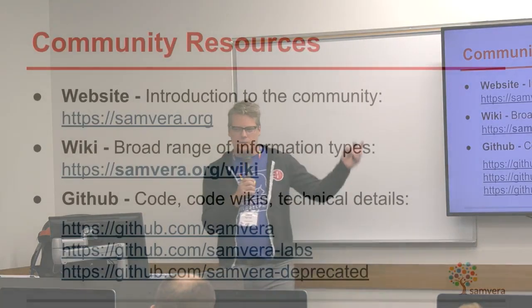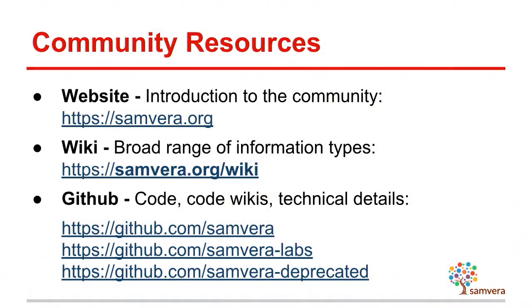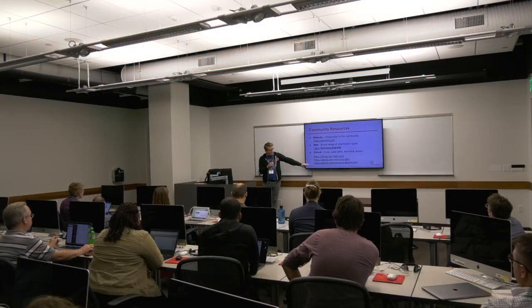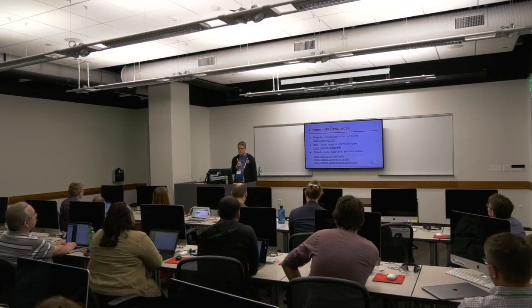Other resources, again, the website, there's the nice wiki link. And then the primary set of GitHub repository organizations are here. So there's Samvera Labs, which is kind of experimental. Once you get a certain number of adopters of something in labs, it can move into Samvera organization. And there's a Samvera deprecated, which is new to me. And presumably that is filled with things that were deprecated. Go figure.